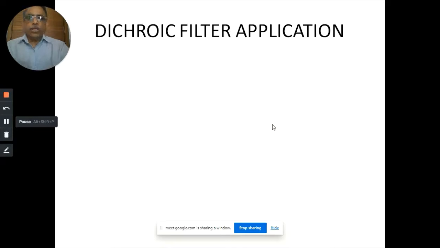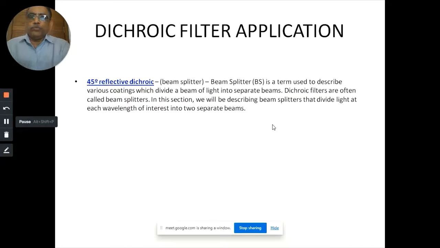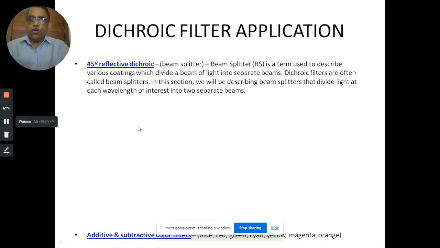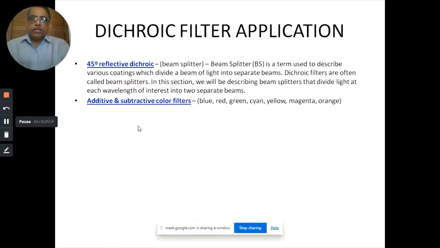Now, what are the applications? Generally, you use it for beam splitting applications. Beam splitting is when you have two wavelengths and split them up separately. The separation of the light wavelengths is possible, and you always use it as a 45-degree angle reflective mode. You can also use it like additive or subtractive color filters. You can have the separation of blue, green, cyan, yellow, magenta, orange. All these colors are possible.